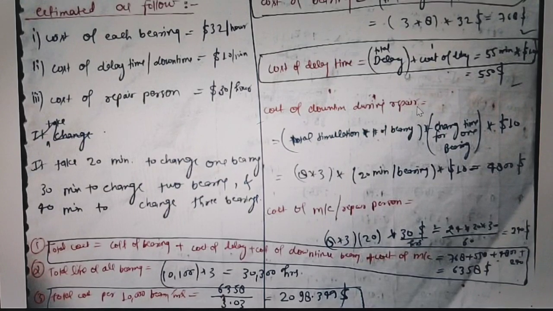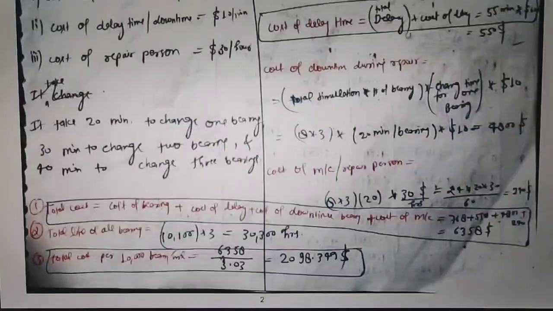Okay, so cost of downtime we can calculate as total simulation into number of bearings multiplied by change time for one bearing into $10. Okay, so we will get $4,800 here.